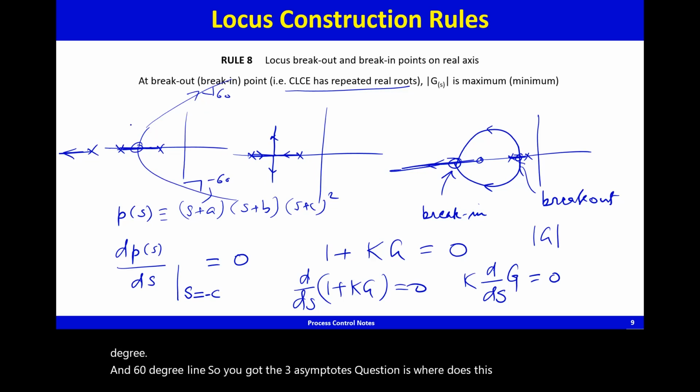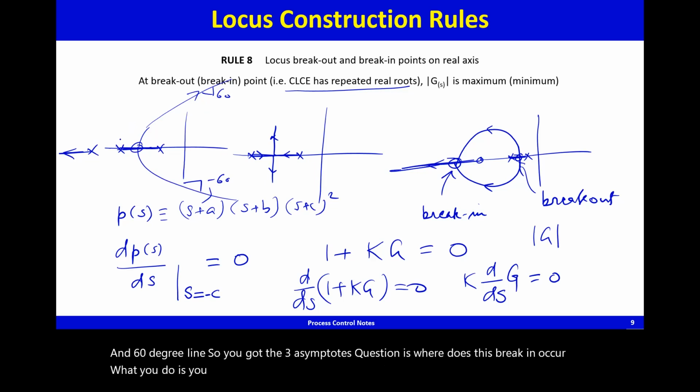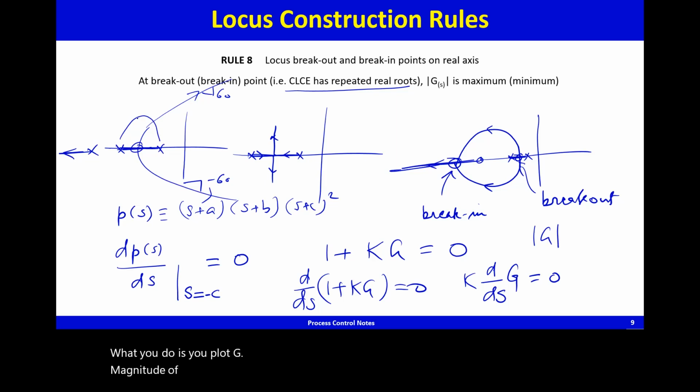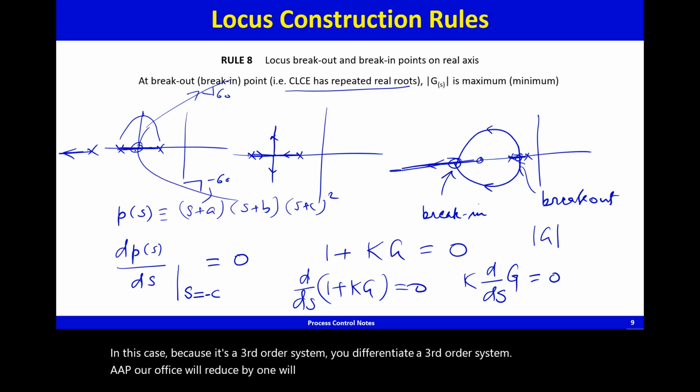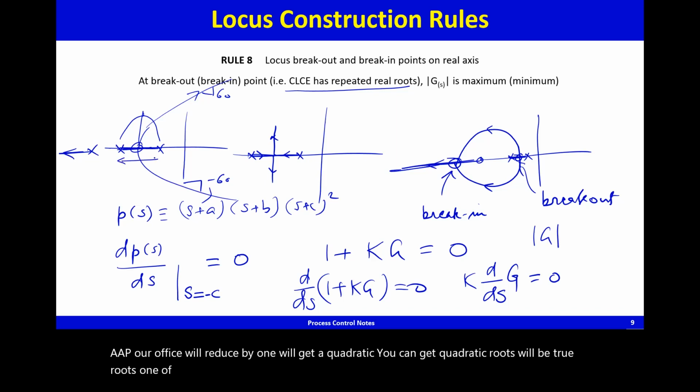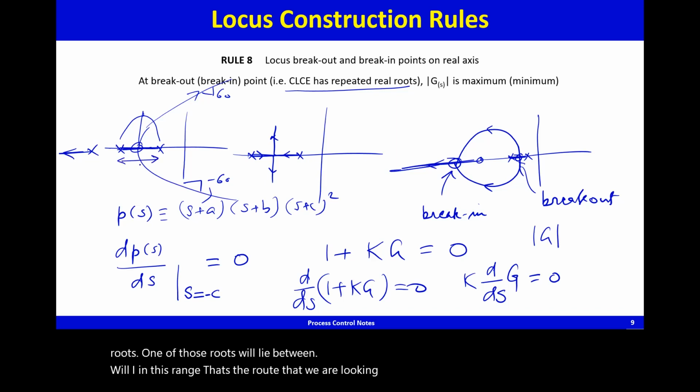What you do is you plot magnitude of G versus S, and find wherever the magnitude is maximum. In this case, because it's a third order system, when you differentiate, the power of S will reduce by 1, and you'll get a quadratic. You can get the quadratic roots. There will be 2 roots. One of those roots will lie in this range. That's the root that we are looking for. That gives us the break-in point.